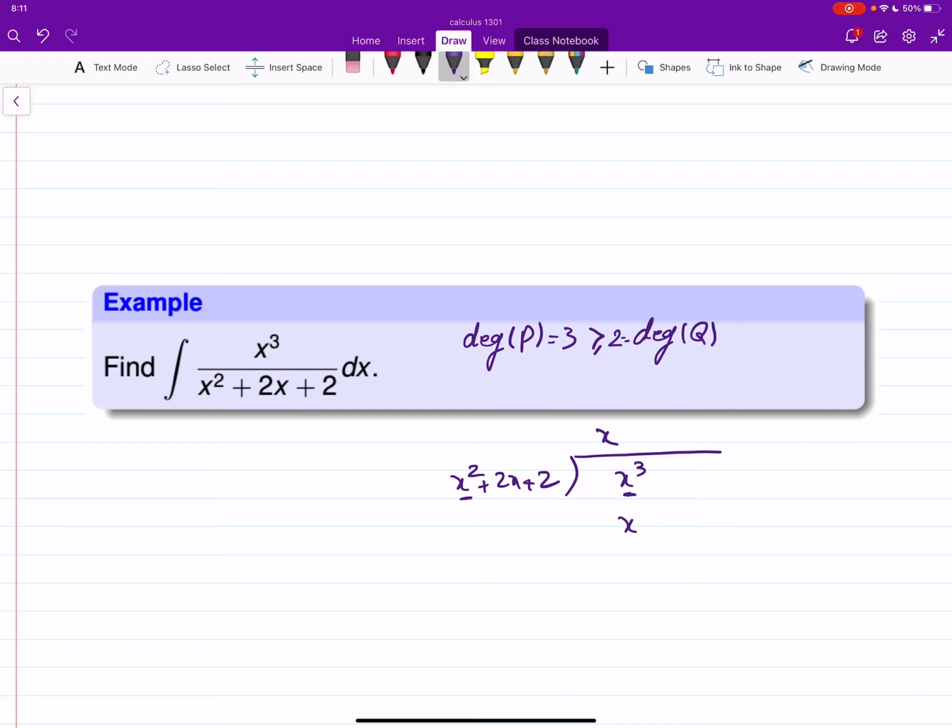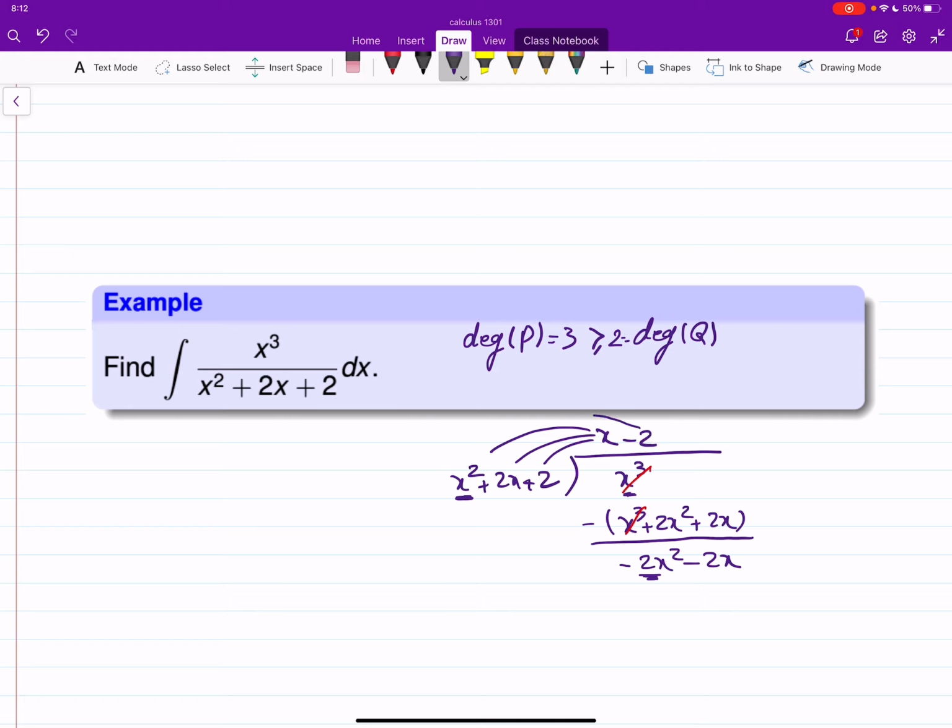So I'm multiplying this and writing it down there. So x cubed plus 2x squared plus 2x. Subtract, and then this will cancel with that. And then the rest will come just down. Negative 2x squared, negative 2x. Look at the leading term. What should I multiply to the leading term of the denominator, here, x squared, to get the leading term there? So that is negative 2.